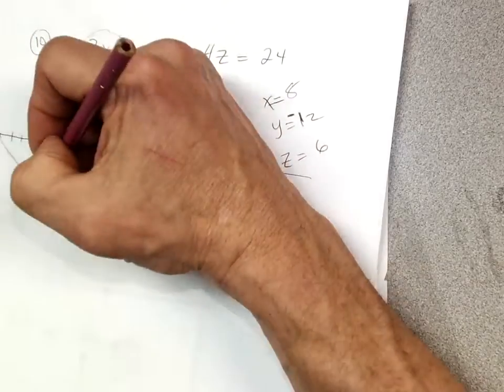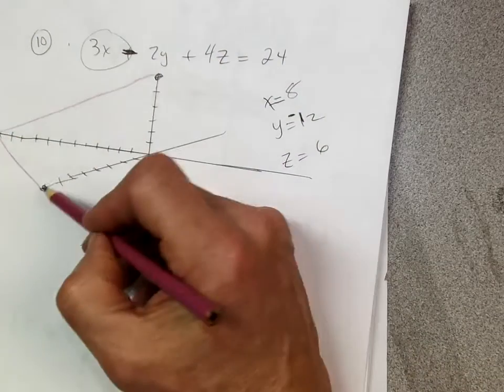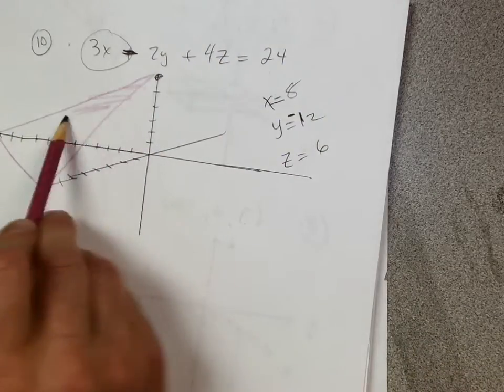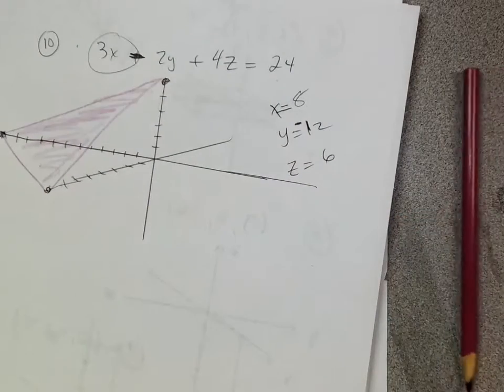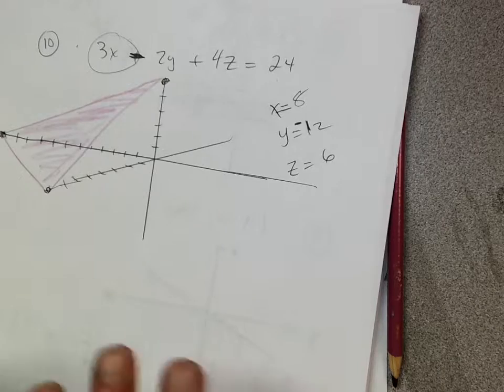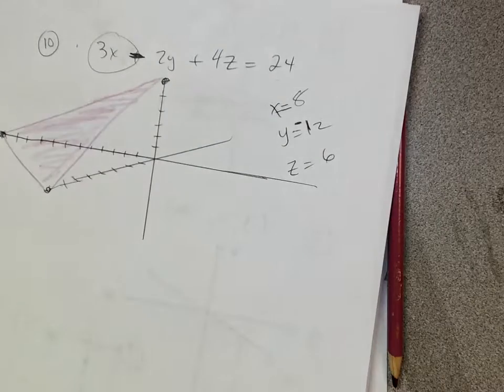Now, this is a plane. So the thing is that we can't see all of the plane, but if I just shade this triangle here, it's just the outline of a triangle that intersects the whole thing. But this plane goes forever. Right? Does that make sense?